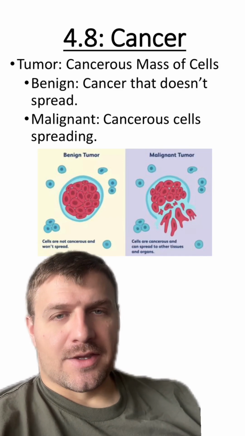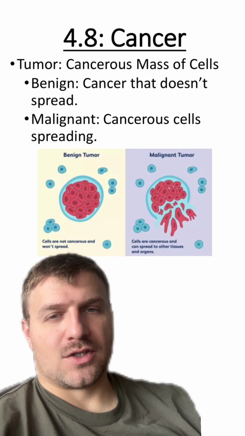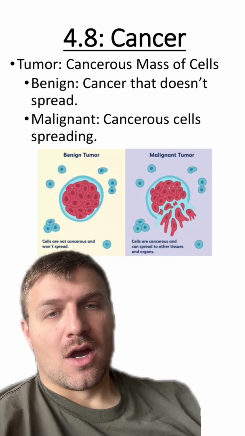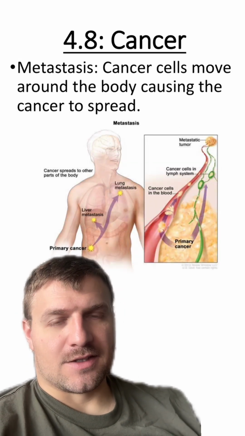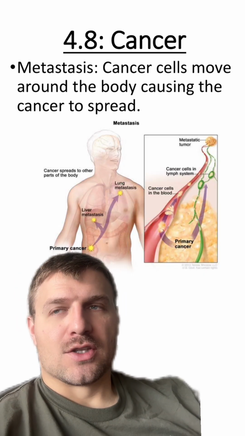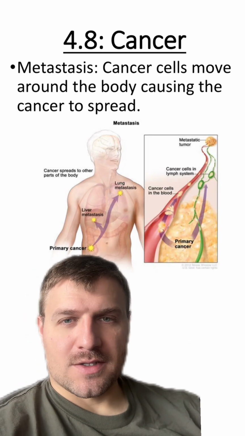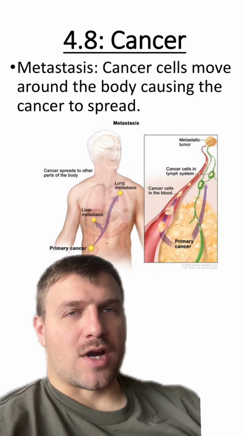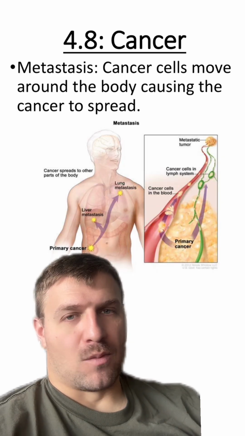Now, we call a cancerous mass of cells a tumor. Benign tumors are cancers that don't spread, while malignant tumors are cancers that do spread. This spreading is called metastasis, and this is when cancer moves around the body, causing the cancer to accumulate in different organs. This is typically done through the circulatory system, and it's something that doctors try to prevent from happening because it makes treating that person's cancer a lot more difficult.